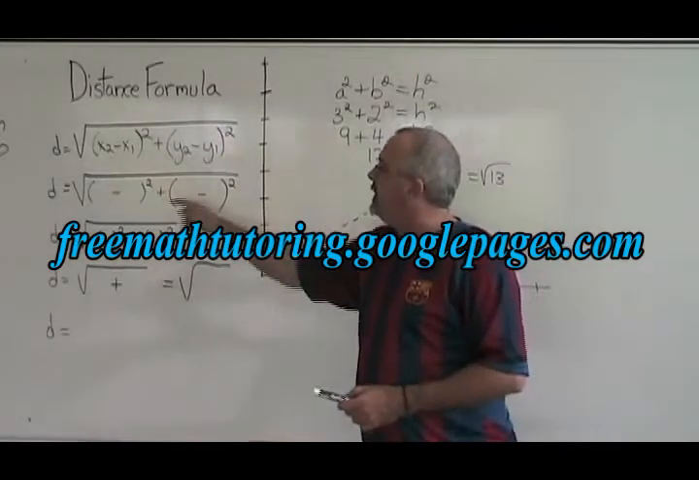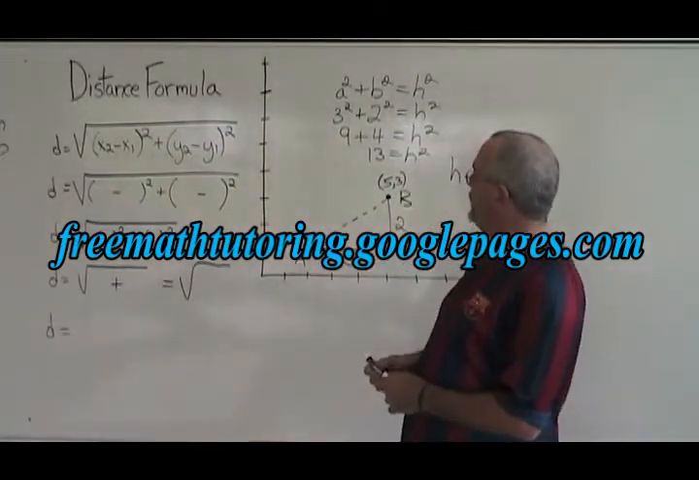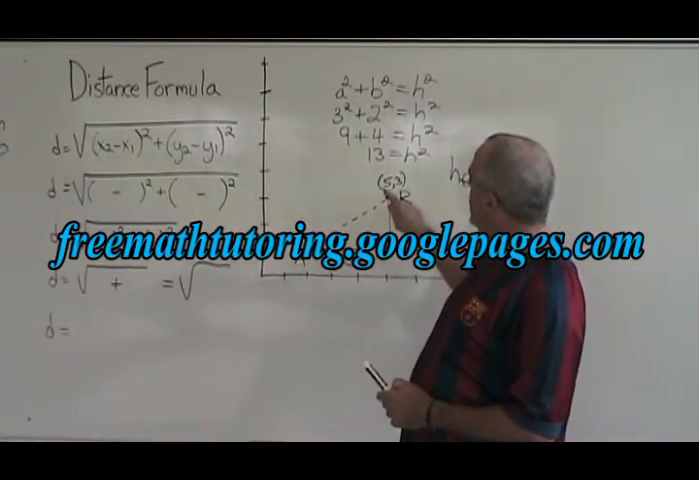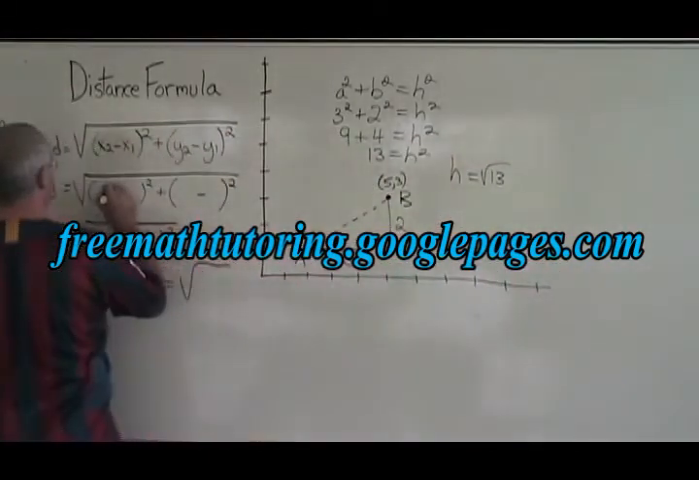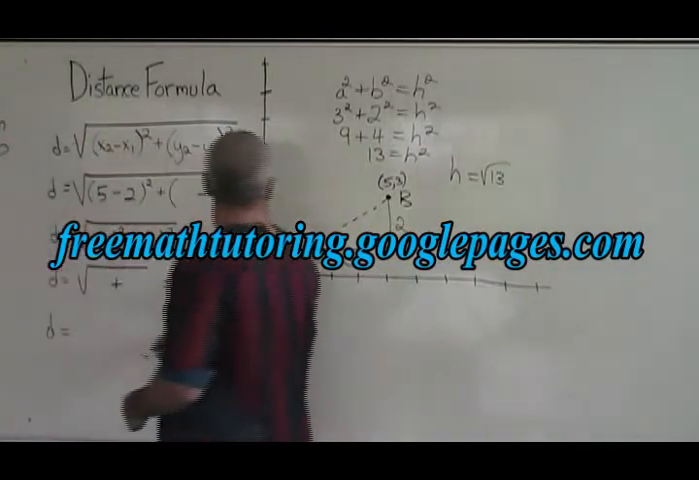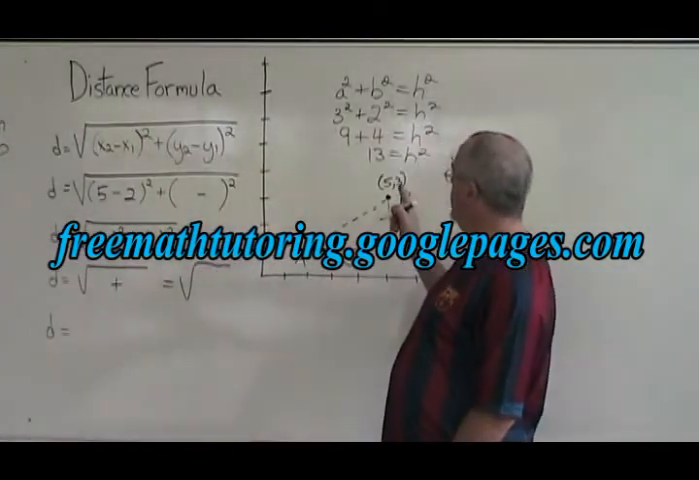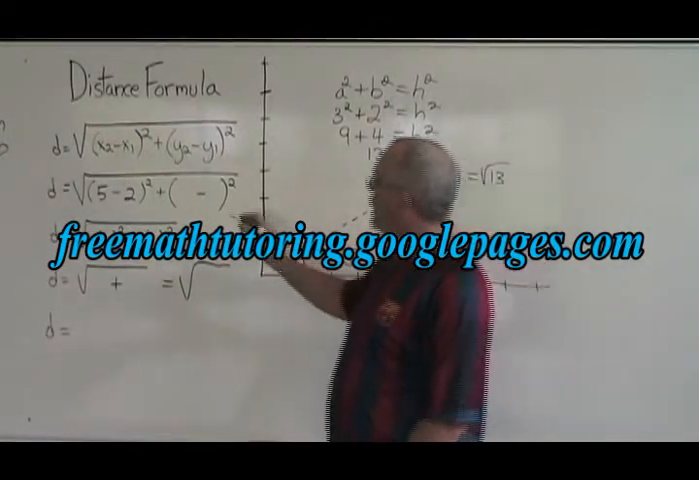Let's plug these into the distance formula and see what happens. x2 minus x1 is equal to 5 minus 2. And y2 minus y1 is equal to 3 minus 1.